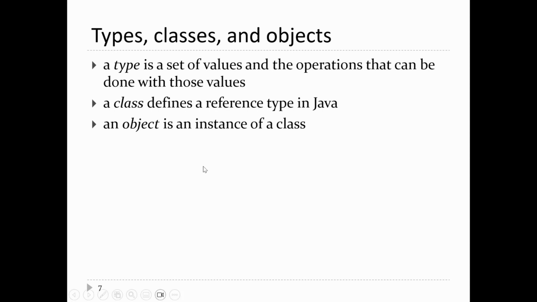And finally, there's this thing called an object. An object is what's called an instance of a class, and I'll explain that as we move along through the rest of this lecture.